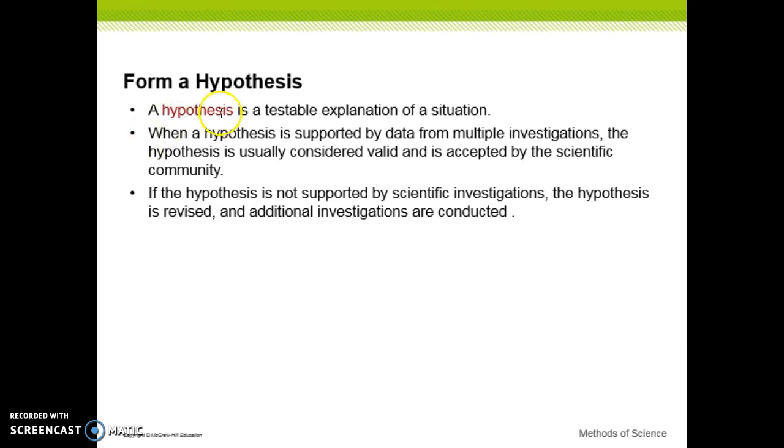So in order for a hypothesis to be a true hypothesis, it first must be testable. When a hypothesis is supported by data from multiple investigations, the hypothesis is usually considered valid and is accepted by the scientific community. If the hypothesis is not supported by scientific investigations, the hypothesis is revised and additional investigations are conducted. And if I could add another bullet point, I would add there, investigations and revisions continue until there is a conclusion. Sometimes there's simply not a conclusion.